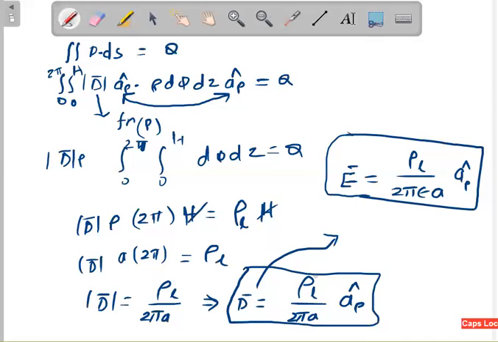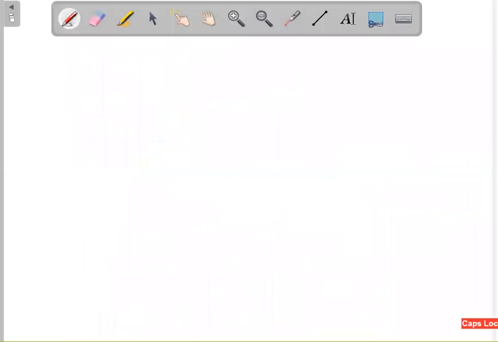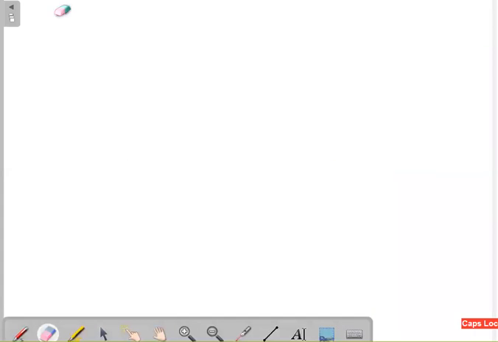Surface. Electric field due to an infinite sheet. Yes, somebody tell me. Okay, sir. Now I will move to the next one, surface charge. E field due to an infinite sheet of charge.